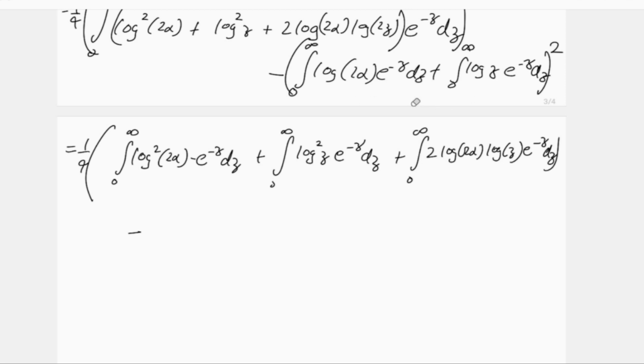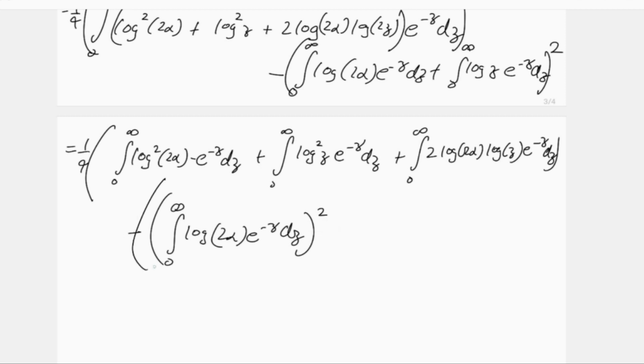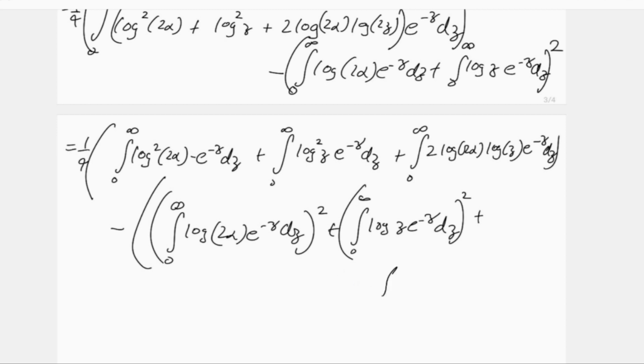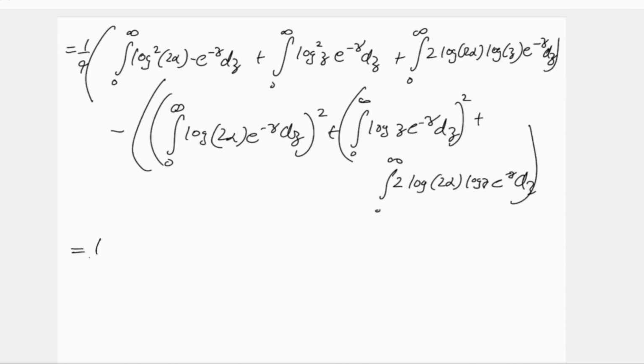Now again a plus b whole squared, so I get the square of first integral log 2 alpha e minus z dz whole squared, plus second term squared, log z e minus z dz, plus twice of first term times second term, so that becomes integral from 0 to infinity twice log 2 alpha log z e minus z dz. Okay, so now I'll see a lot of beautiful cancellations.